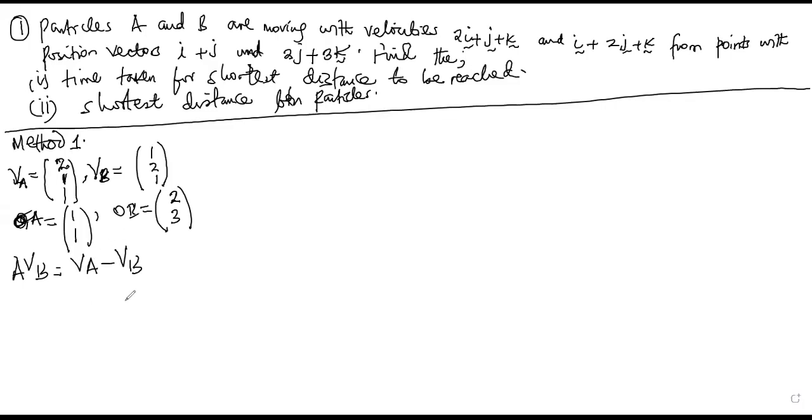I'm sorry for that. But we are saying that to get time, we dot AVB and ARB, so let me first get AVB. Here we are going to have VA, which is 2, 1, 1, minus VB, which is 1, 2, 1, and this is 1, negative 1, 0.